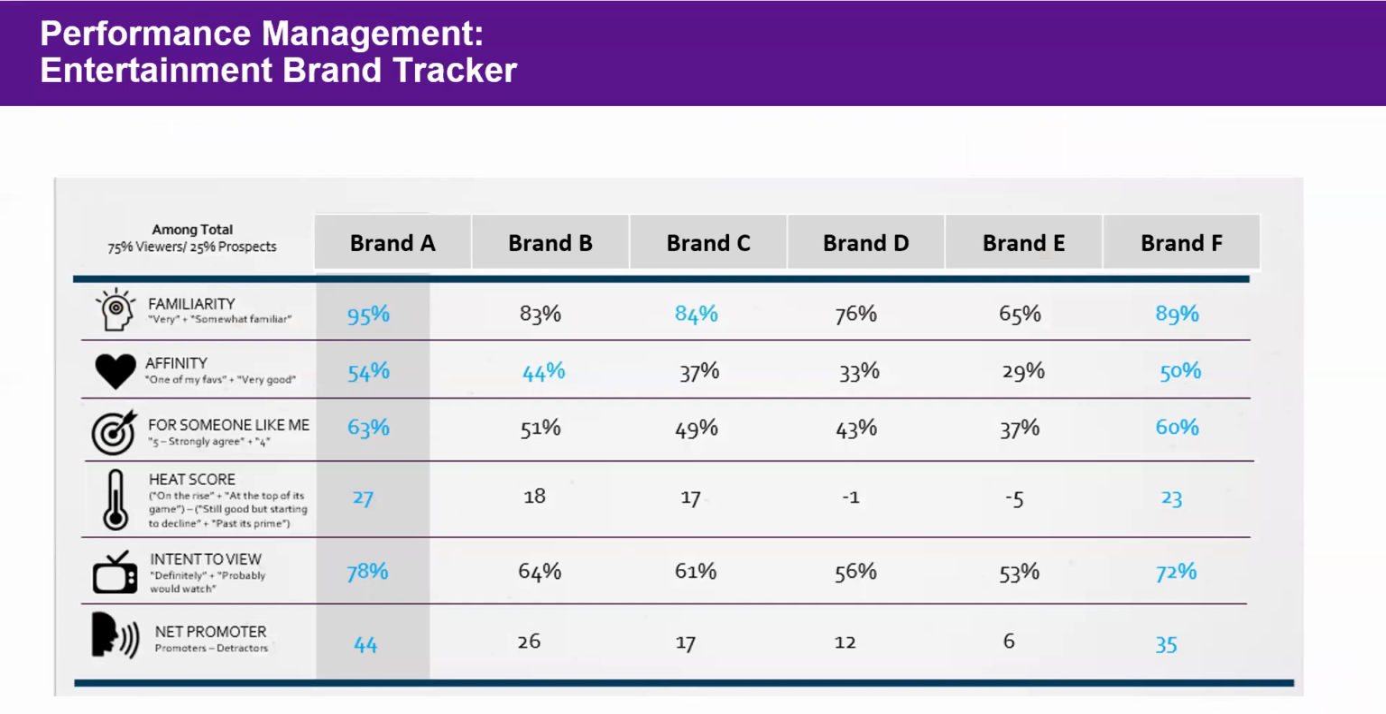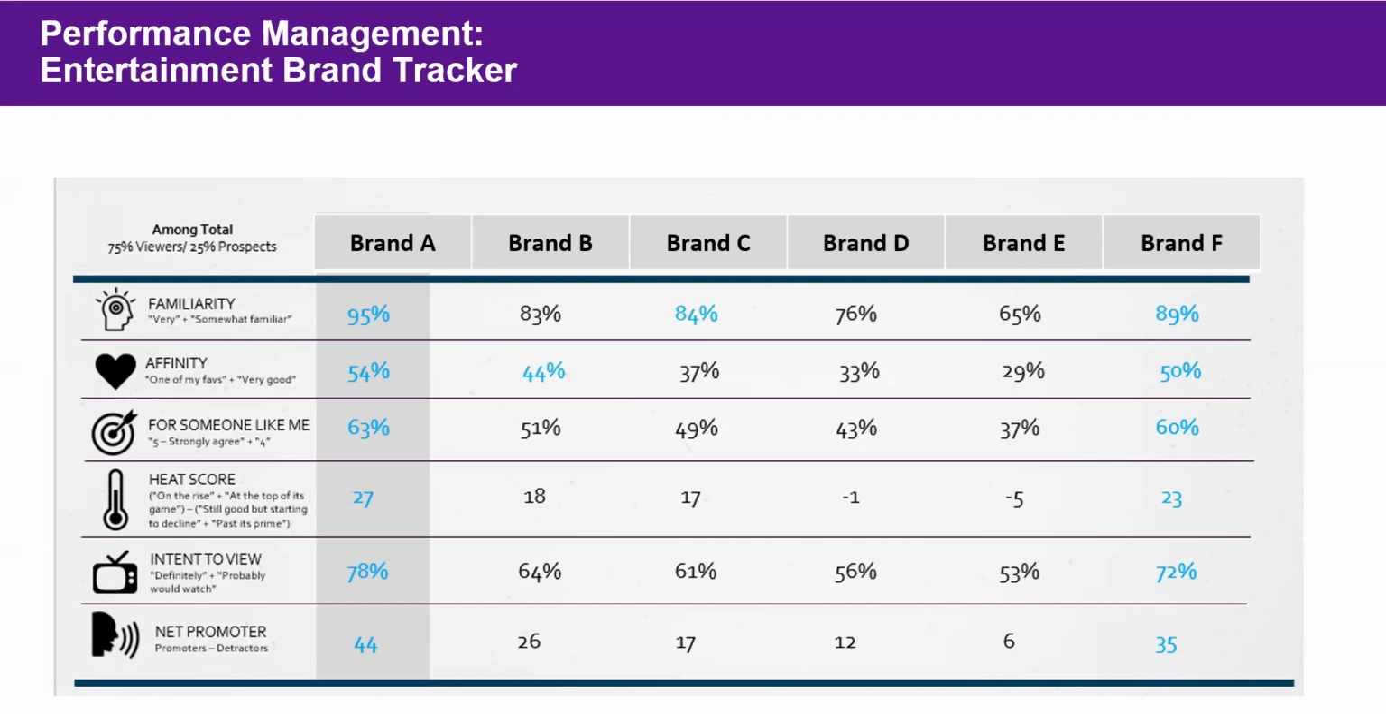Brand trackers, as we think about performance management. The one you're looking at here is for a larger entertainment brand. And for a brand tracker, you look at metrics that cascade down the funnel, if you will. So, thinking about familiarity, how much do I know this brand? How much affinity do I have for this brand? Do I love it? Is it one of my favorites? Moving more towards the middle of that funnel, is it a brand for someone like me? What's the relevance of this brand?